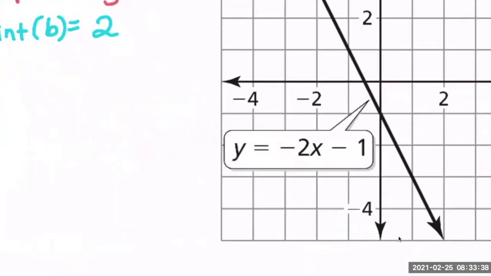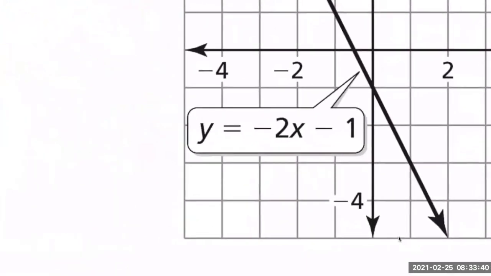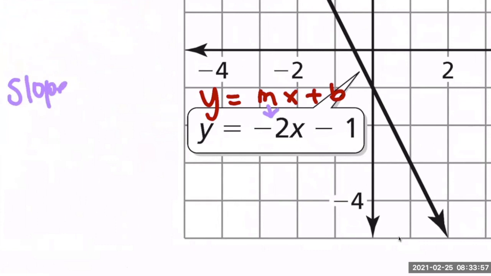Let's try the next one. So we have y equals negative 2x minus 1. So again, I'm just writing my y equals mx plus b equation over top, so I can always have something to refer to. So my m, or my slope, for this one is negative 2. And my b, so be careful. The plus sign disappeared. It's technically still there, even though you don't see it. So our y-intercept is in fact negative 1.